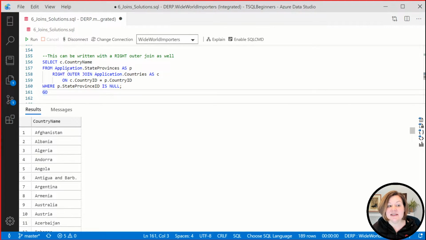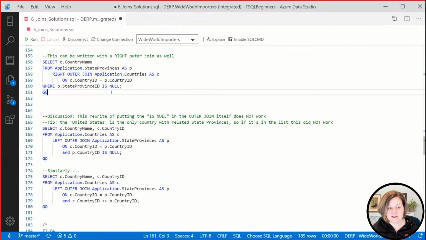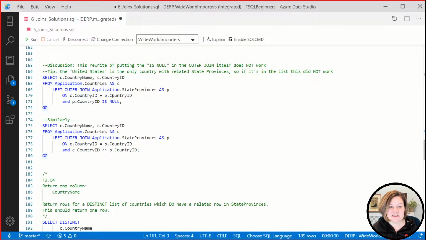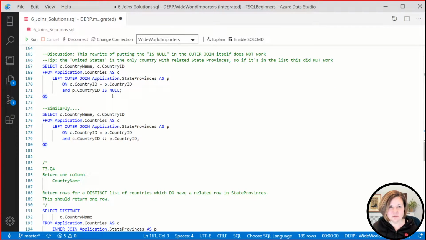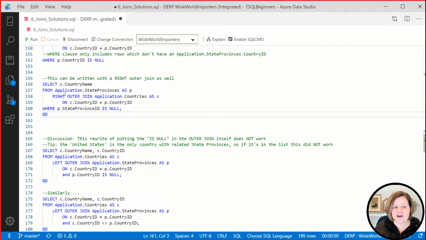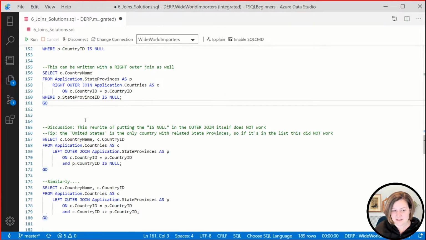You can write the same thing, of course, with a right outer join, and using the right outer join, you would just put the tables in a different order. Okay, so here is a little discussion. I'm not sure if this discussion will help everyone. If you find this rewrite discussion confusing, just ignore it and look more at the pattern of outer join with a where clause.